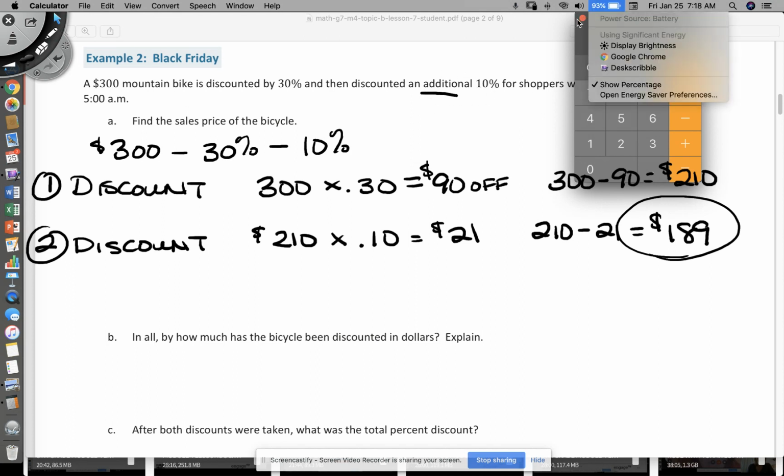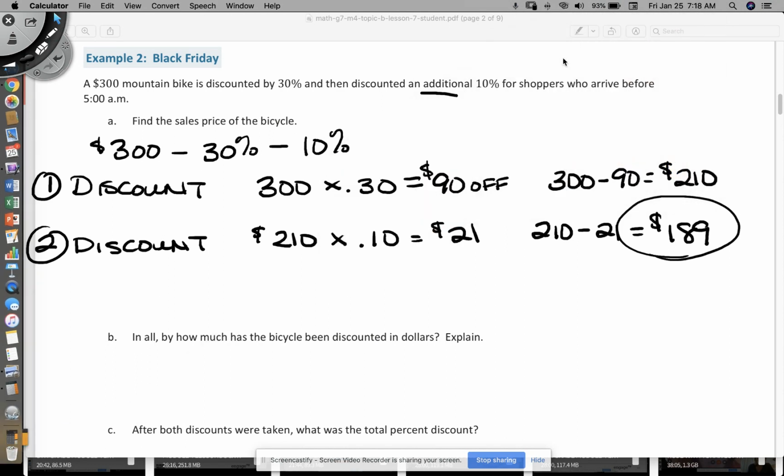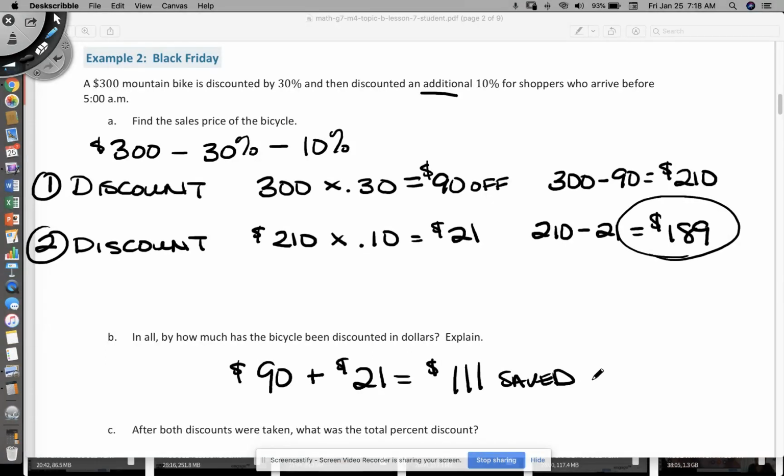All right. So let's go ahead and drop that down. Now, all in all, how much money did you save? How much was discounted? Well, we had $90 on the first discount. And we're going to add that to the $21 discount. So this is if you got both discounts. You're going to save a total of $111. So we're going to say $111 saved. All right, I'm going to pull this up.